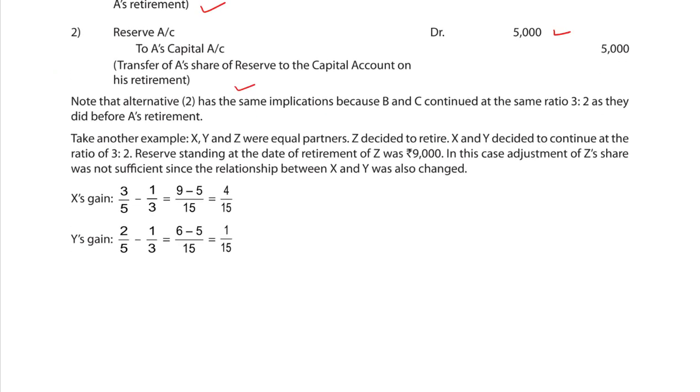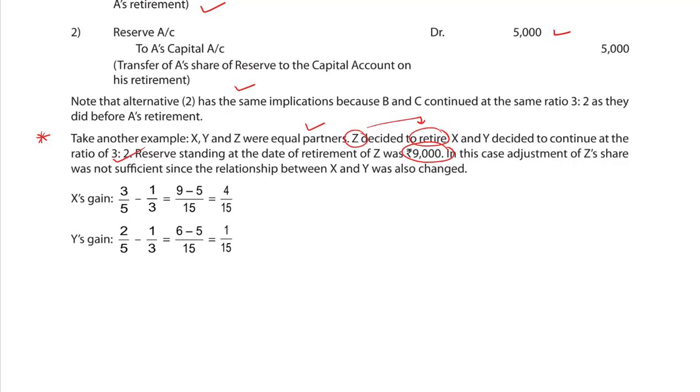Note that alternative 2 has the same implication because B and C continued at the same ratio, that is 3 is to 2, as they did before A's retirement. Take another example where A, X, Y, and Z were equal partners. Z decides to retire. X and Y decide to continue at the ratio of 3 is to 2, that is a new ratio. Reserve standing at the date when Z retired was 9,000.